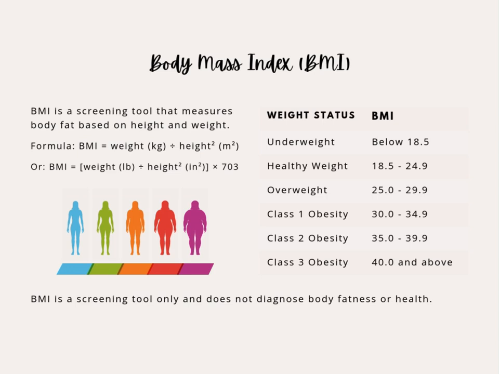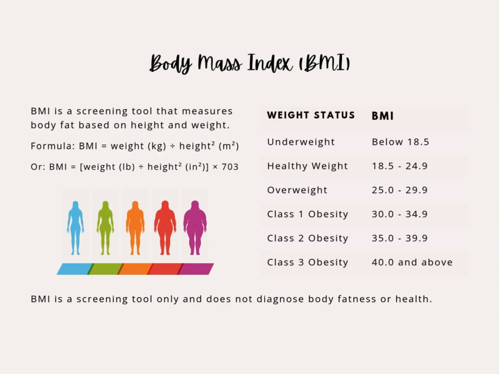So BMI stands for body mass index. It is crucial for evaluating body fat in relation to height and weight. It is calculated by dividing weight in kilograms. And so in order to get weight in pounds to kilograms, you would divide the weight in pounds by 2.2. And that will give you your weight in kilograms. And then you can see the formula there on how you would calculate it.